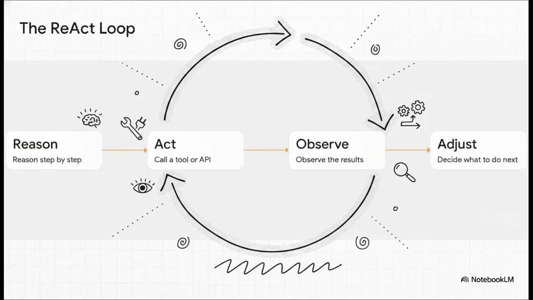This creates the absolute heartbeat of an agent, a continuous dynamic loop. Step 1, they reason step by step. Step 2, they act, like actually calling a specific tool or API. Step 3, they observe the real-world results of that action. Now, this observe phase, that is the critical differentiator. Instead of blindly executing and just hoping for the best, the AI stops to read its environment. It checks, hey, did that API call actually work? Or did it return a 404 error? It grounds its next decision in reality. And finally, step 4, they adjust and decide their next move. This cycle just repeats until your ultimate goal is fulfilled.